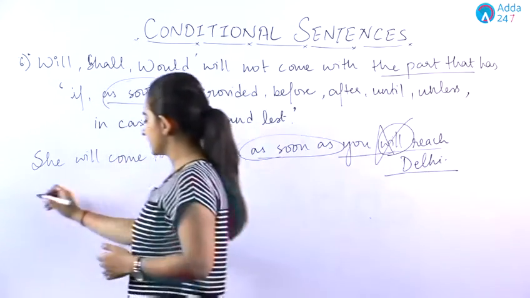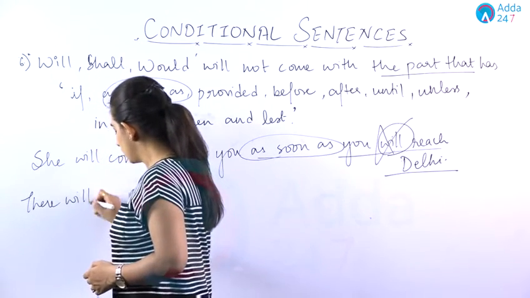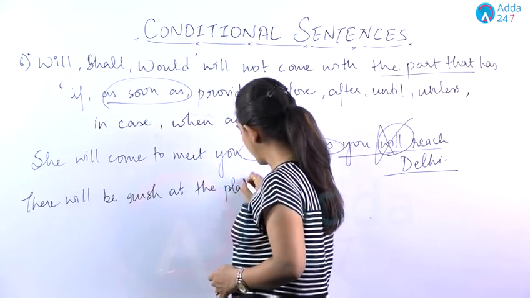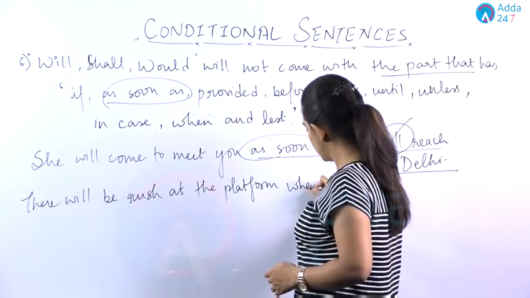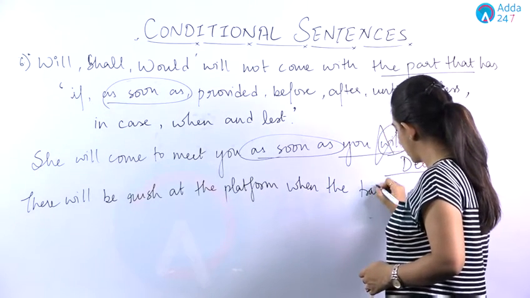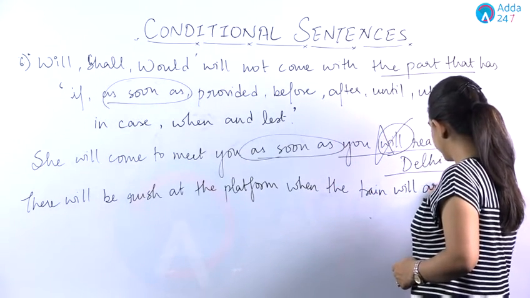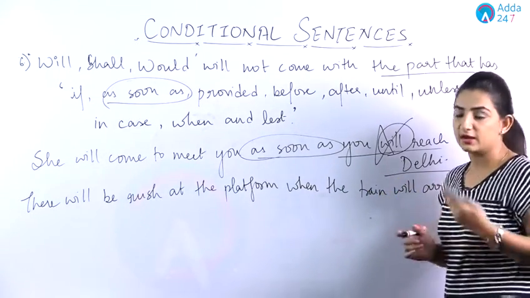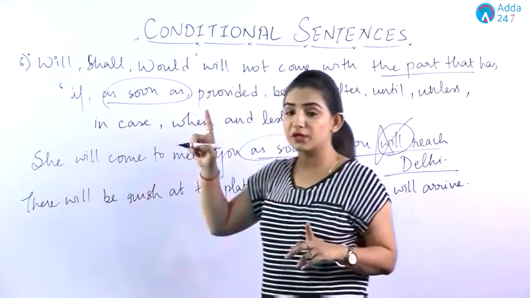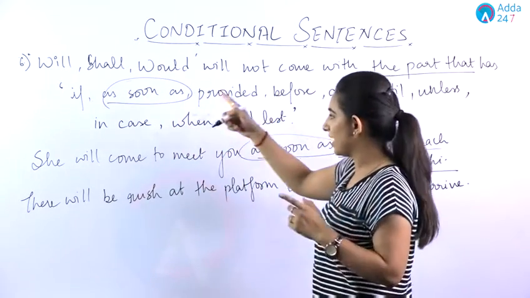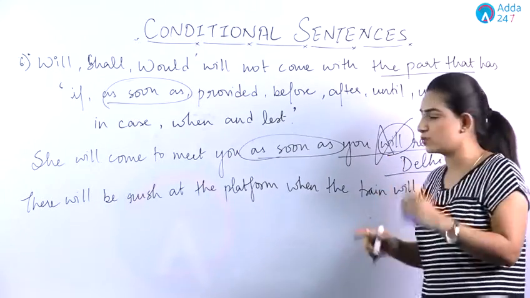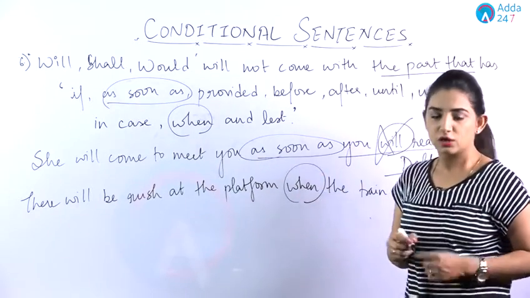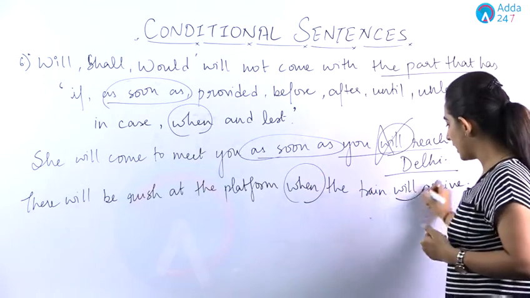Let's take one more example. It says, there will be rush at the platform when the train will arrive. Again, what did I tell you? Will, shall and would will not be used with the words if, as soon as, provided, before, after, until, unless, in case, when and lest. Now here you have when in this sentence. So you will not use future tense after it, as we have used.